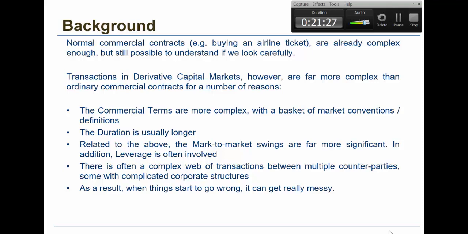When things start to go wrong, it can get messy unless it's properly documented. Okay, for example, Lehman Brothers, so they went bankrupt in 2008. That's already 10, 11 years ago now. Okay, some of their transactions are still getting resolved even 10 years later. Okay? It takes that long sometimes.